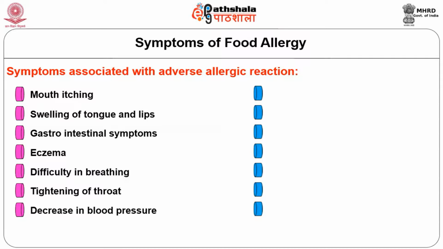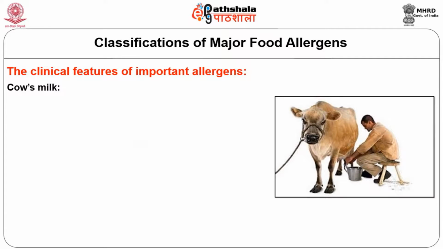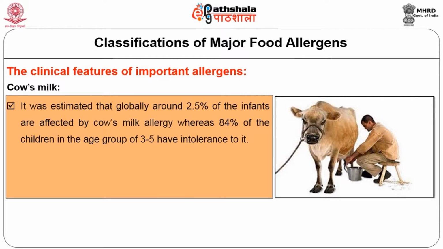Having studied the symptoms, let us now look at the types, that is, the groups of major food allergens. The clinical features of important allergens are explained to provide relevant information for the management of food allergies. It was estimated that globally around 2.5% of infants are affected by cow's milk allergy, whereas 34% of the children in the age group of 3 to 5 have intolerance to it.